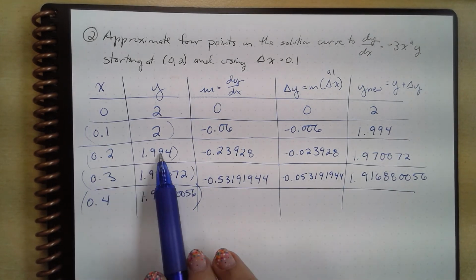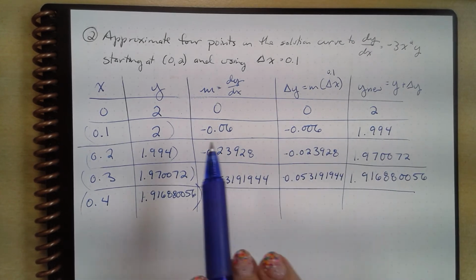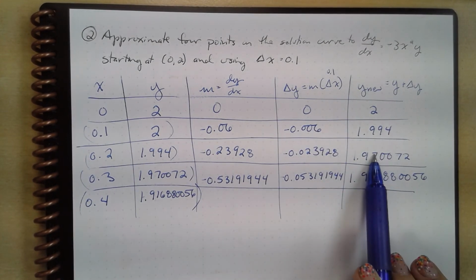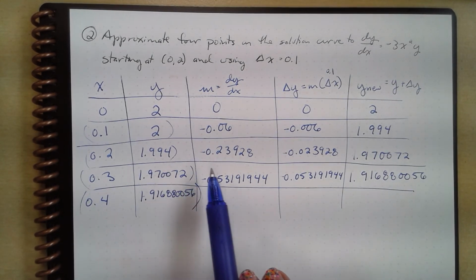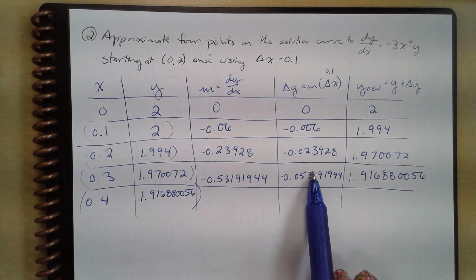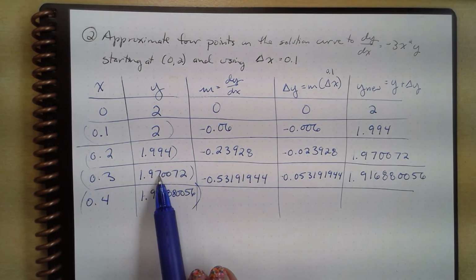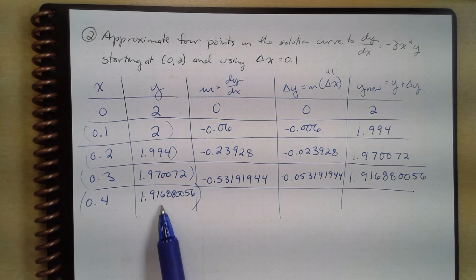I use x and y to calculate m. I take m times delta x. I take delta y plus y, and I get my y sub nu. I move y sub nu again, use x and y, calculate m, take m times delta x, take delta y plus y, I get y sub nu. And that's my final approximation after moving those.